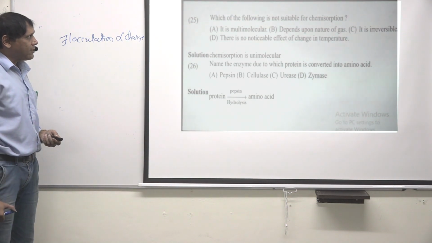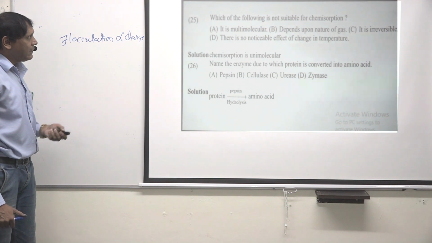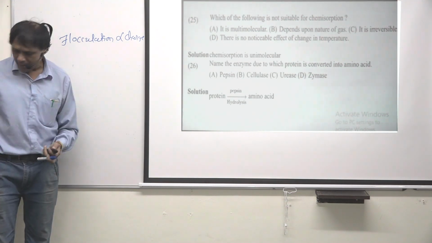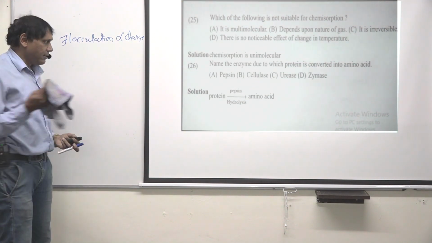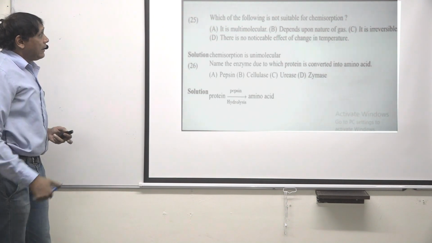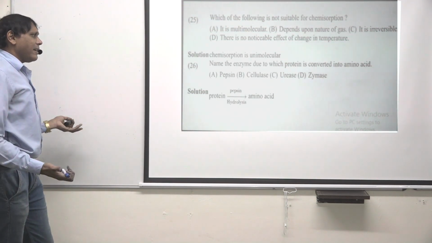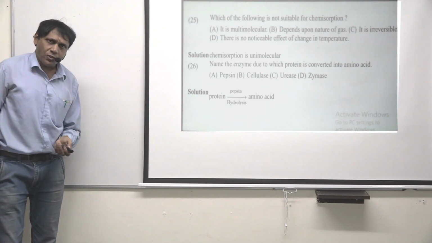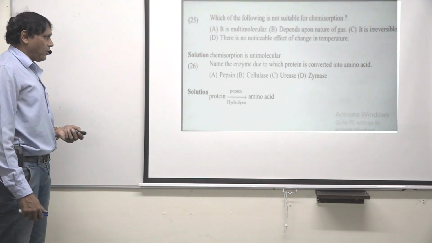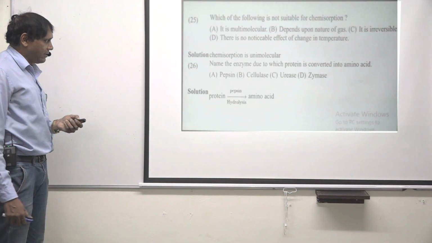Which of the following is not suitable for chemisorption options? It is multimolecular. No, friends, it is unimolecular. So answer A. That is the correct answer in the given question. Name of the enzyme due to which protein is converted into amino acid. Protein can be converted into amino acid in the presence of pepsin. So in the presence of the enzyme pepsin, by hydrolysis, protein is converted into amino acid.